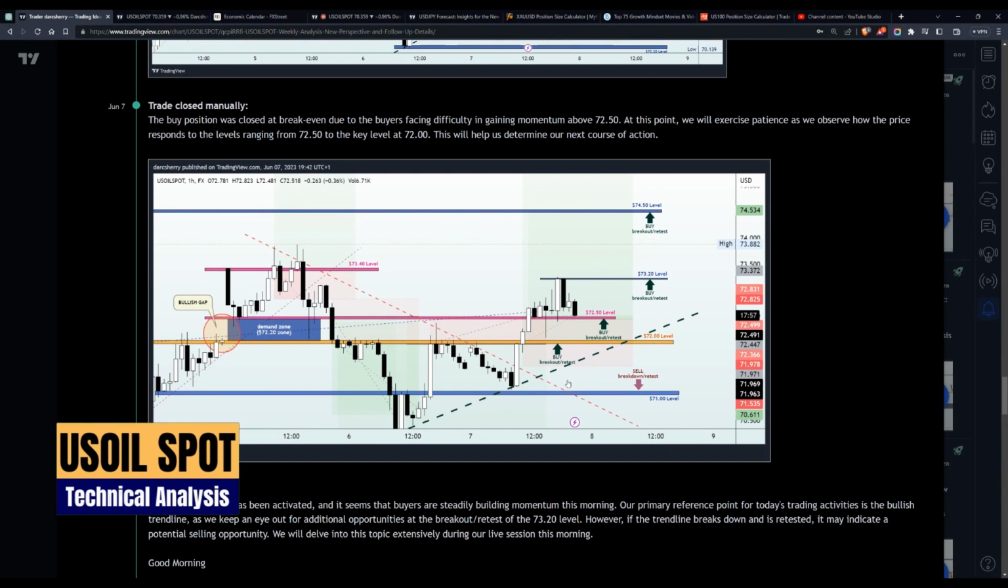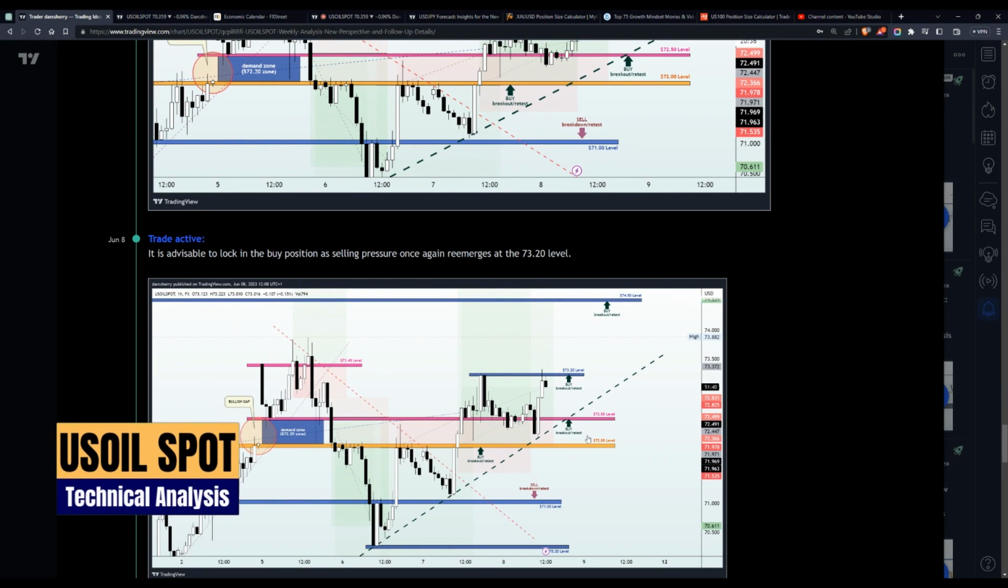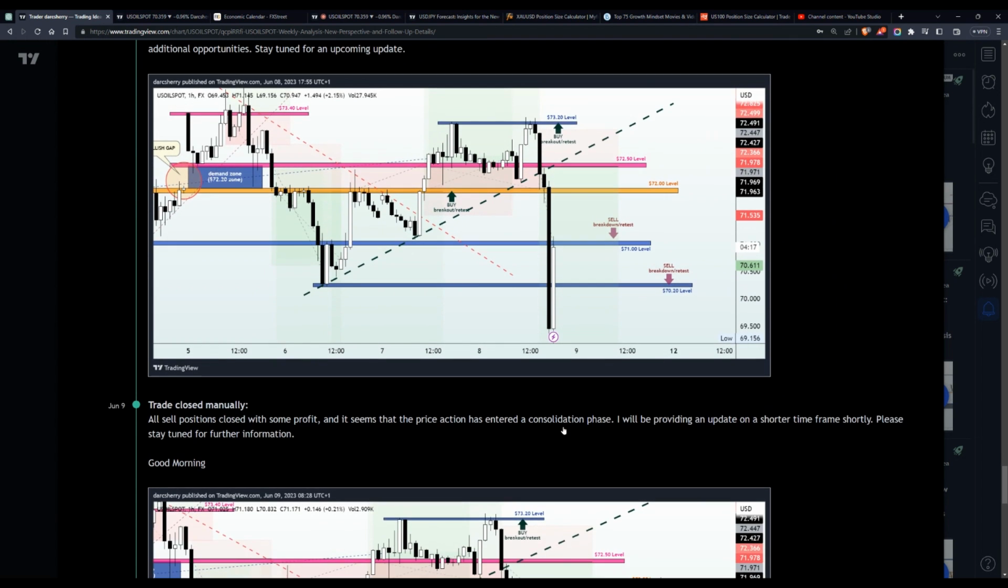But after that, we saw sell pressure come in again. And it was at this point we anticipated the breakdown of this bullish trend line, which you can see here. So it was more of a choppy situation during the second half of last week.